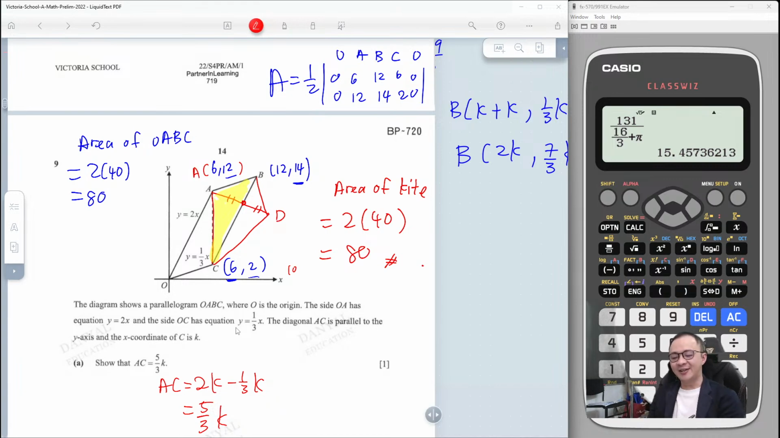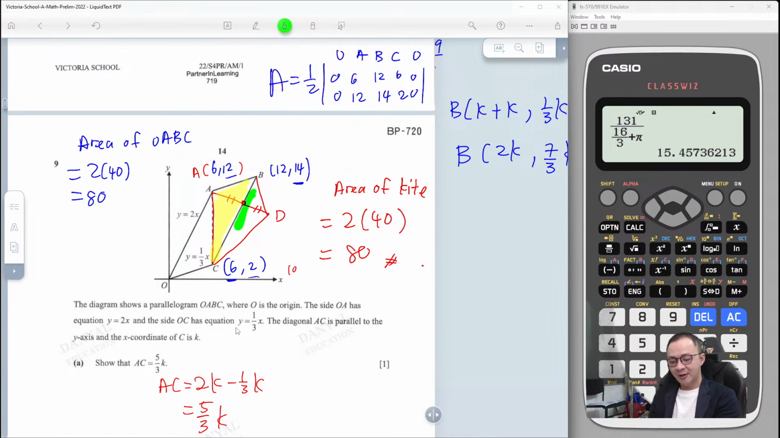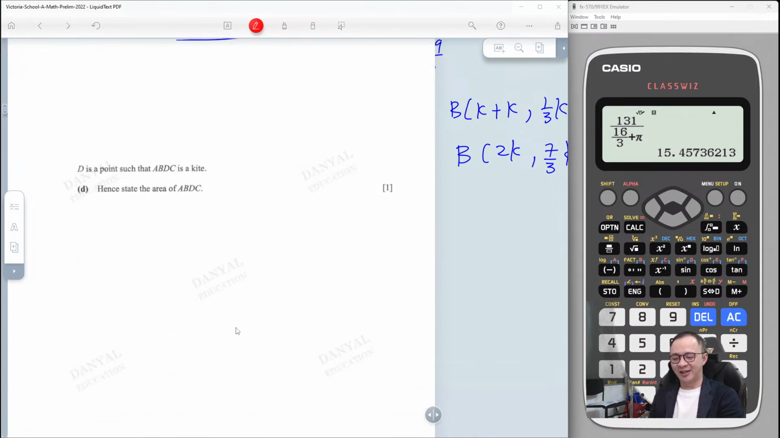Because for the kite, you can see both areas are the same also, right? You can see they have the same area here. So this is the reason why we just double them. Because the yellow one is 40, I already proved it just now. So the kite is just 1 mark. I'm not going to form the equation and then find the intersection point, find the coordinate D, then apply the area formula to get the 1 mark. I don't think that is a good idea. So I prefer using this method for these kite 1 mark questions. Cool?